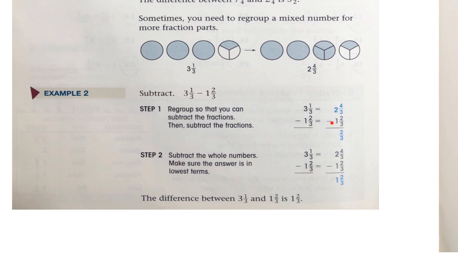Now we can take 1 from 2, and the answer would be 1 2/3, which is really the second step, subtracting the whole numbers. So the difference between 3 1/3 and 1 2/3 is 1 2/3.